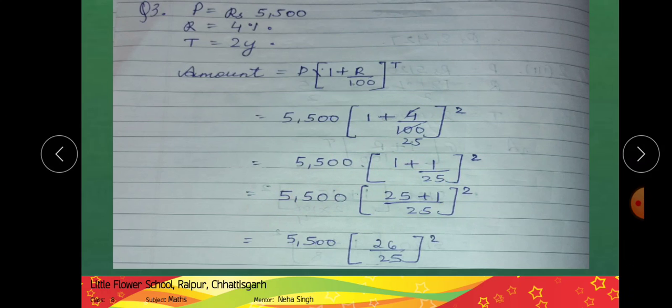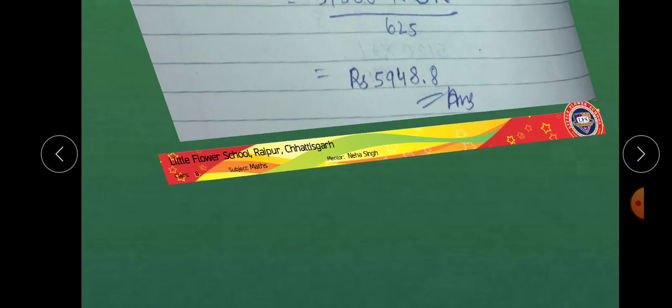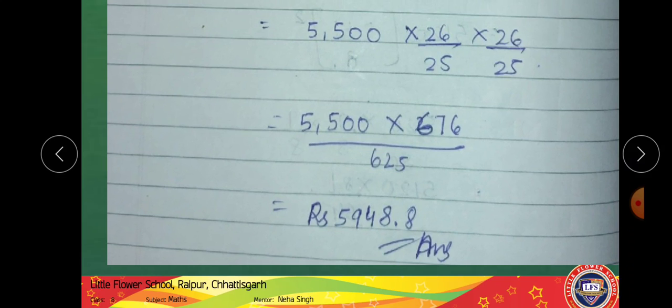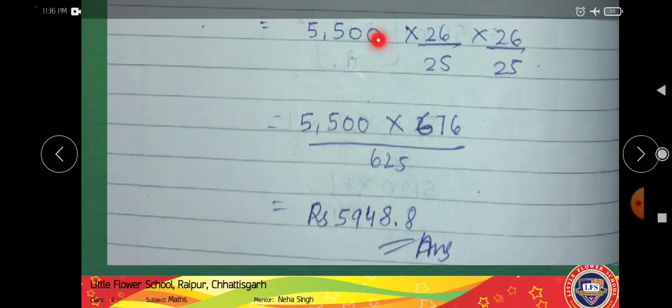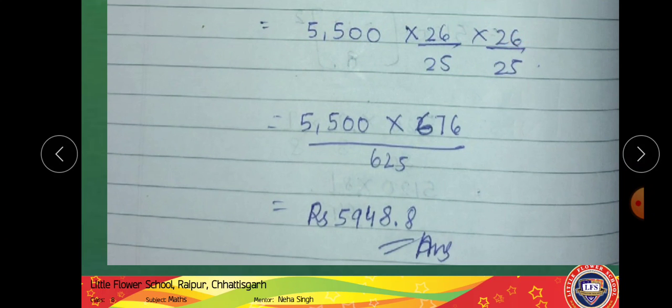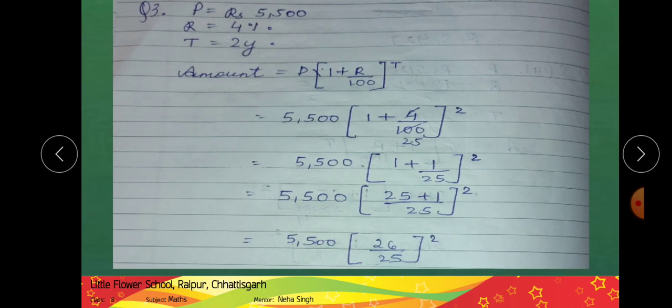5500, again this will be cross multiplied. It will be cross multiplied and 1 will be added. It will be 26 upon 25. So 5500 into 26 upon 25, right? We'll find the square now, right? We can directly, either we can cancel these numbers or we can directly multiply and divide it by 625. So what are we left with? Rupees 5948. This is the amount which has to be paid, right, by the farmer.